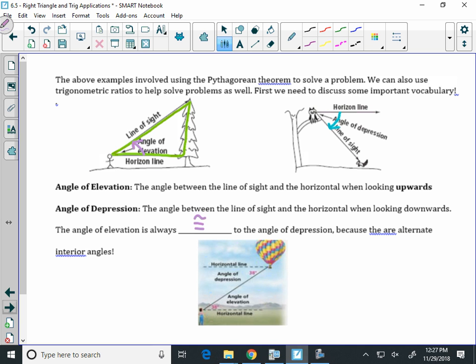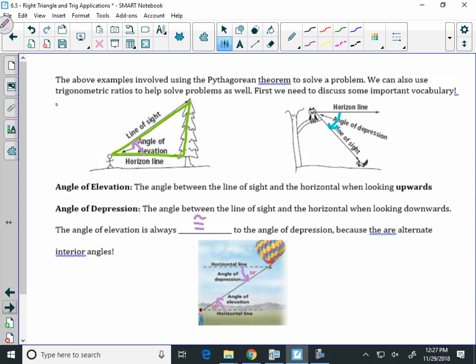This is the angle of elevation because if you go to the horizontal line and go to the diagonal, your arrow is going upward. It's the angle of elevation. The top angle is the horizontal. The angle of depression, because we start at the horizontal, our arrow is going downward to that line of sight.